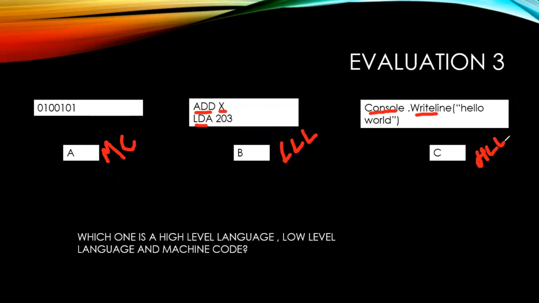The low-level language contains mnemonics like LDA and add, and also maybe hexadecimal numbers, and it is a low-level language. Now, machine code must contain either binary or hexadecimal. So if you see a code that contains only binary or hexadecimal, it is a machine code. If it contains mnemonics and a mixture of English and binary or hexadecimal, then it's a low-level language. If it contains completely high-level English keywords, in that case it is a high-level language.